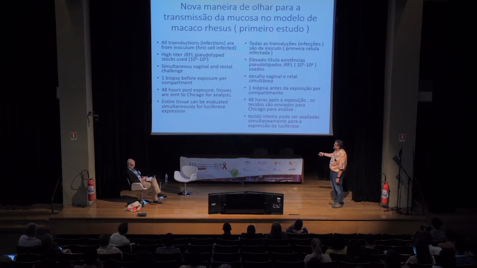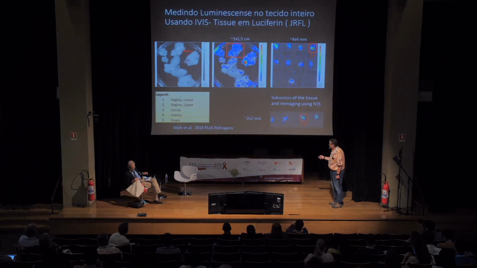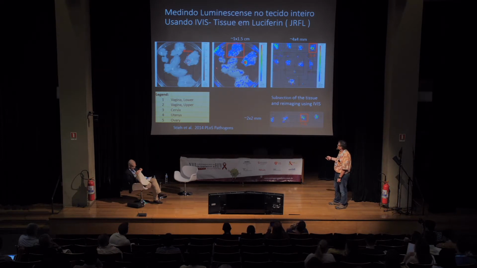We can do vaginal and rectal challenges, and the studies are done in collaboration with Ron Veazey at the Tulane National Primate Research Center. They send the tissue to us in Chicago to begin the evaluation. So this is an example of the data. So here is one half of a female reproductive tract. And this is a biopsy site. Then we add the luciferin, and we can see photons being generated. This biopsy is generating a lot of photons.